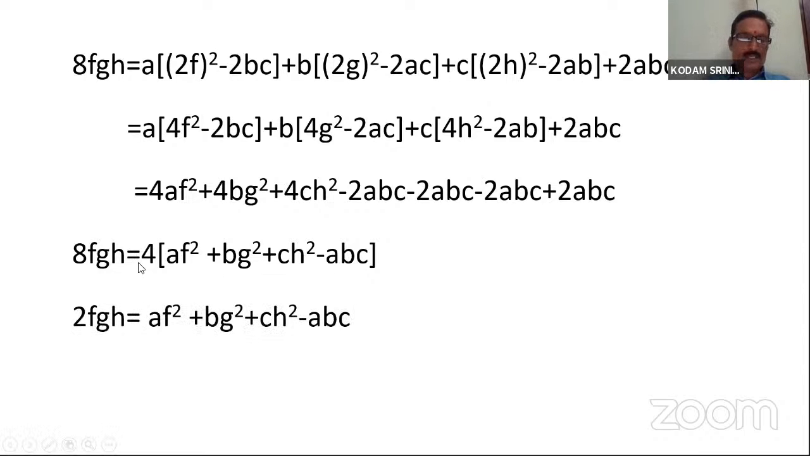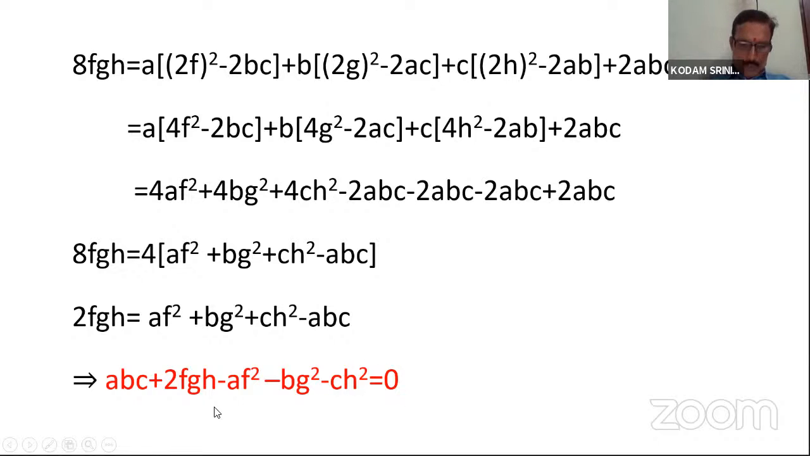Again we have to simplify. Here this 8 can be written as 4 into 2, so we can cancel that 4 on both sides. Here 2 will be there on the left hand side. That is 2FGH equals to the remaining terms, AF square plus BG square plus CH square minus ABC. Now rearranging the terms and writing in order, taking all these terms toward the left hand side, we will have ABC plus 2FGH minus AF square minus BG square minus CH square equal to 0.